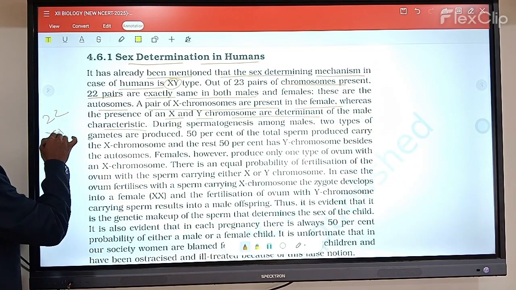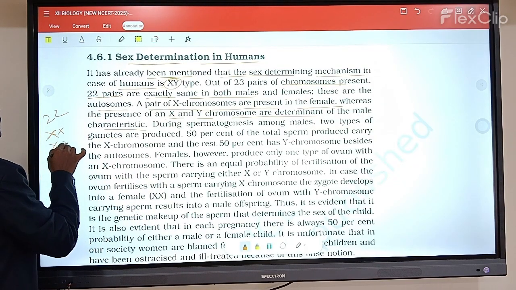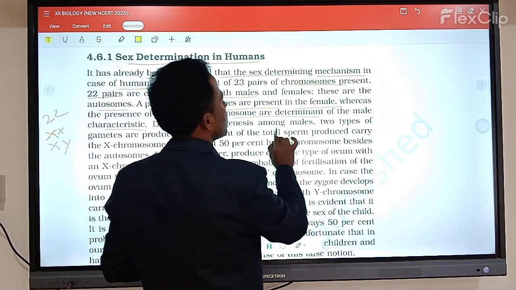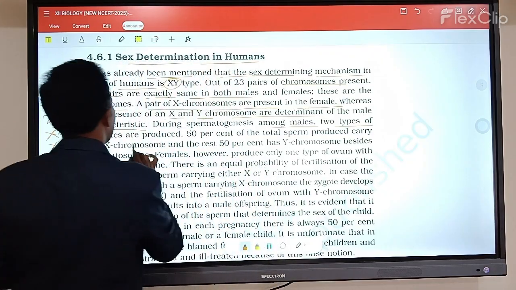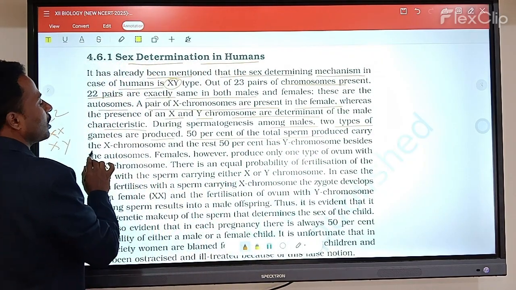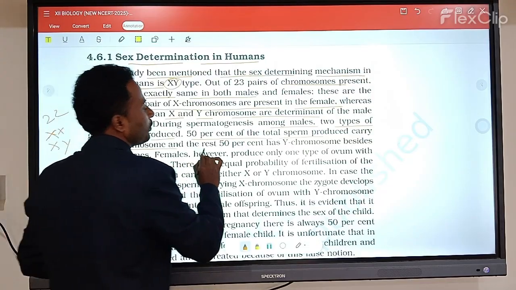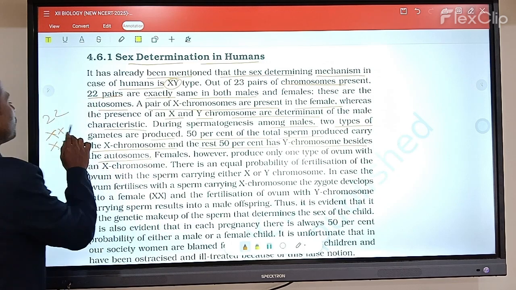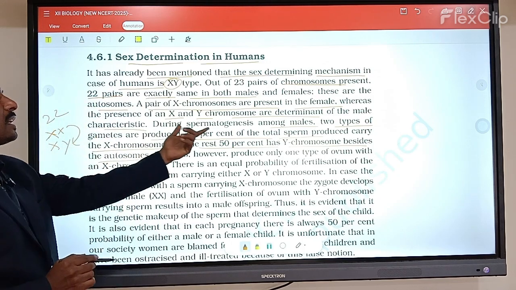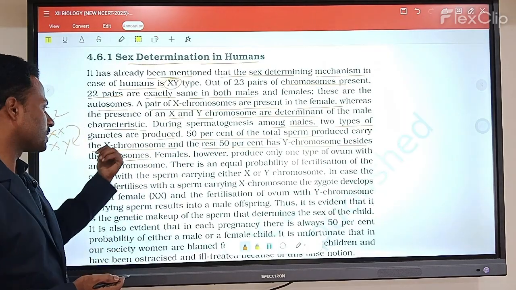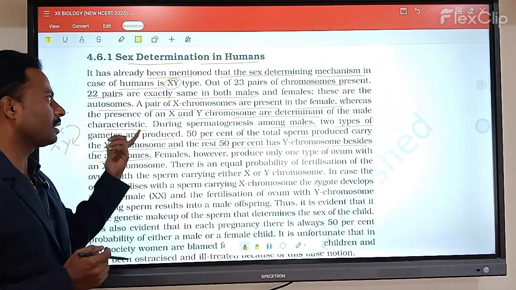XX is female and XY is male. During spermatogenesis in the male, two types of gametes are produced: 50% of the total sperms carry the X chromosome and 50% carry the Y chromosome, along with the autosomes. So how do males and females come about? Depending on whether the sperm carries X or Y, the sex is determined.